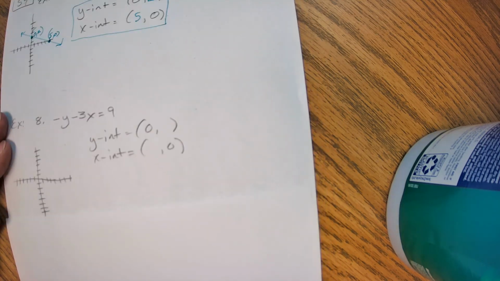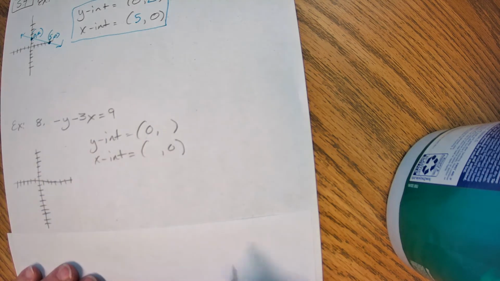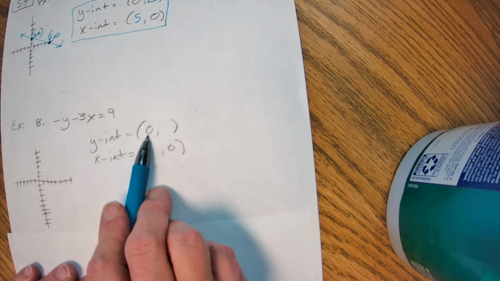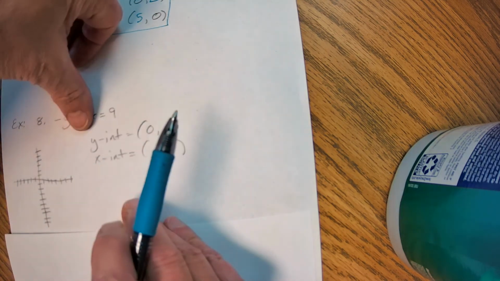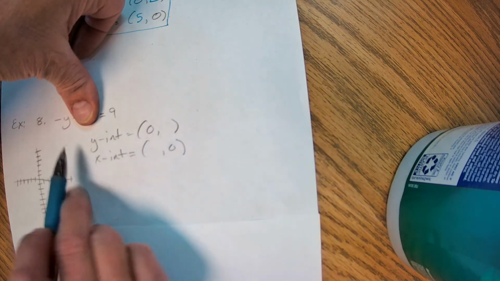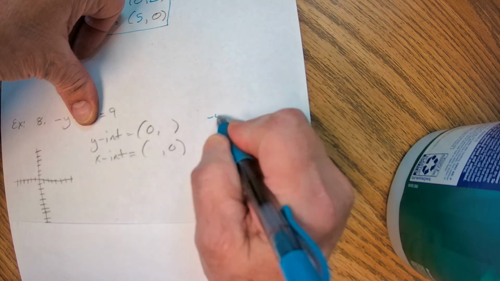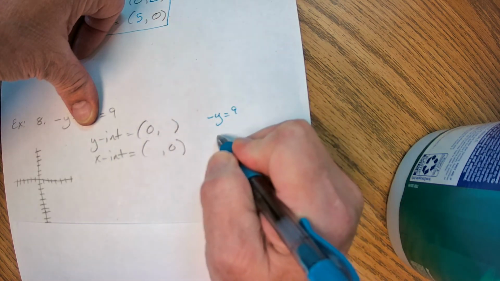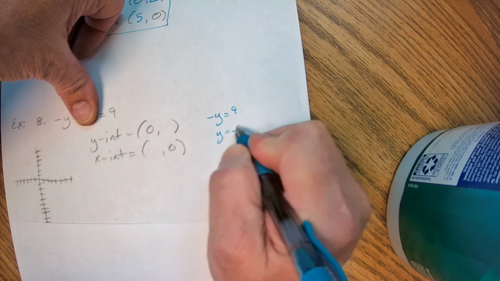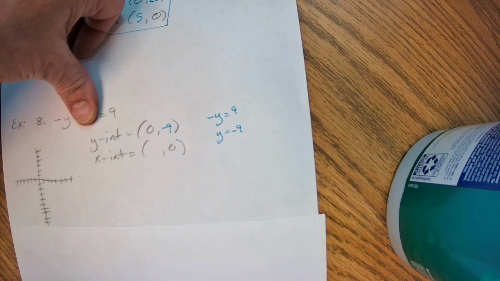All right, the next equation is the opposite of y minus 3x equals 9. Let's do the y-intercept first, and I know that x is 0. If x is 0, that term disappears, right? And all I have left is the opposite of y equals 9. So if the opposite of y equals 9, y must equal the opposite of 9. So negative 9 is my y-intercept.